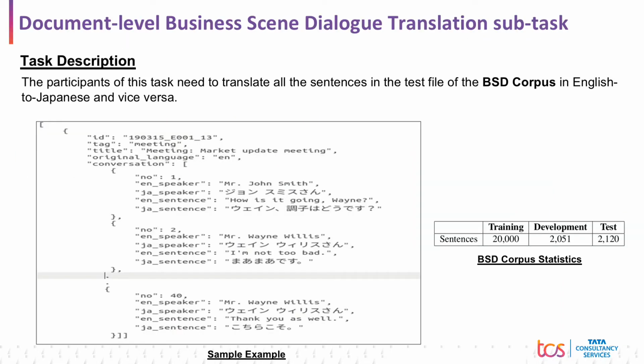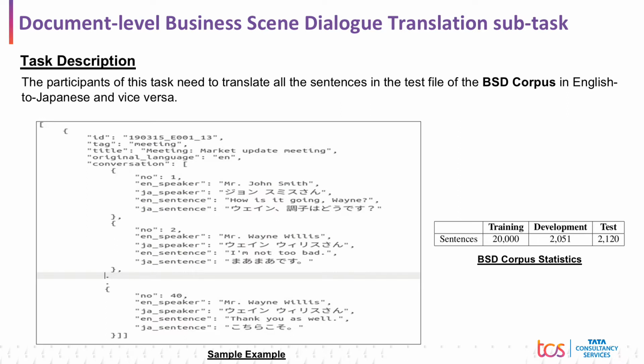First I will give a brief summary of the task. Given a business scene dialog corpus, the BSD corpus, we need to translate the English sentences into Japanese and vice versa. Here is one such simple example from the corpus. As we can see, it consists of multiple conversations and each conversation consists of several turns. We need to translate the English sentence to Japanese and the other way around.